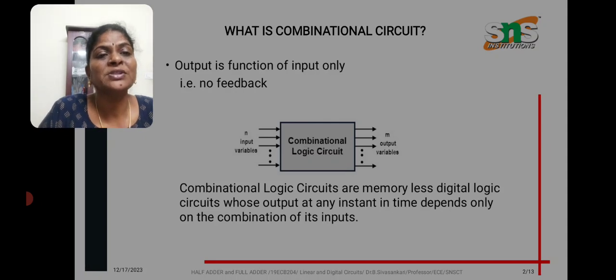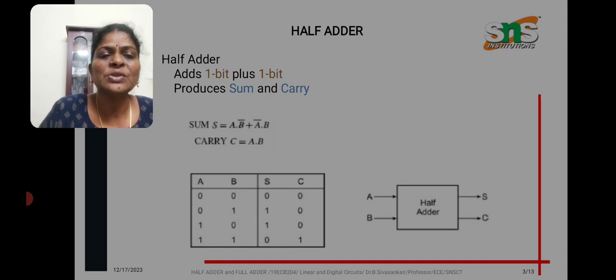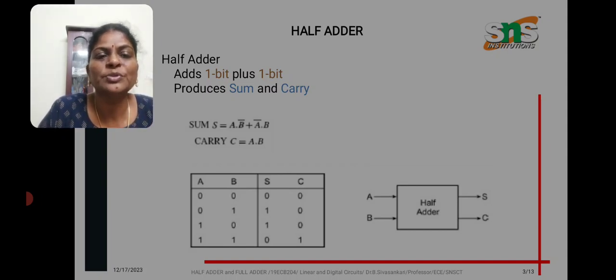This combinational logic circuit performs an addition operation. All arithmetic operations can be performed; here we perform an addition operation. This is the truth table, as I said: 0 0, 0 1, 1 0, 1 1, and the outputs are sum and carry. This is the block diagram of the half adder: two inputs and two outputs. A and B are the inputs and sum and carry are the outputs.